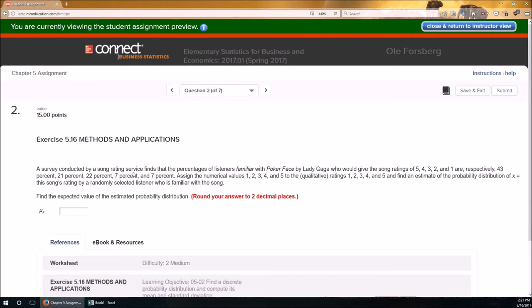A survey was conducted. Percentages, ratings of 5, 4, 3, 2, 1. So we got the percentages given to us of 43%, 21, 22, 7, and 7. We're going to assign numerical values to those qualitative ratings. So in other words, a 5 will now count as 5 points, a 4 will count as 4 points, etc. We've got to find an estimate of the probability distribution of x. And now we need to calculate the expected value of that.